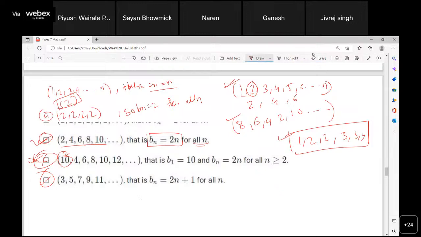Say we have an example sequence 1, minus 1, 1, minus 1, 1, and the subsequence SB is 1, 1, 1, where bn equals 1 for all values of n. In that case it will be a subsequence, because the sequence is repeating 1, minus 1, 1, minus 1, and we can say the subsequence is 1, 1 like this.